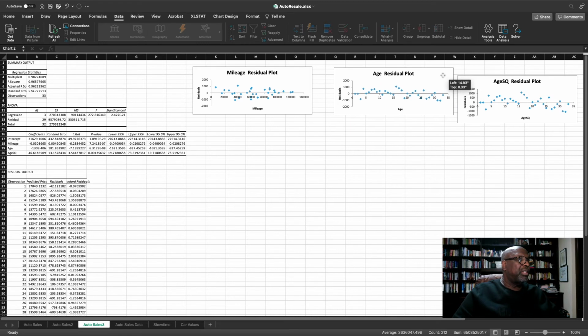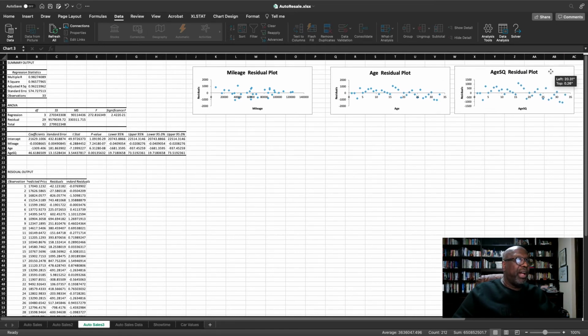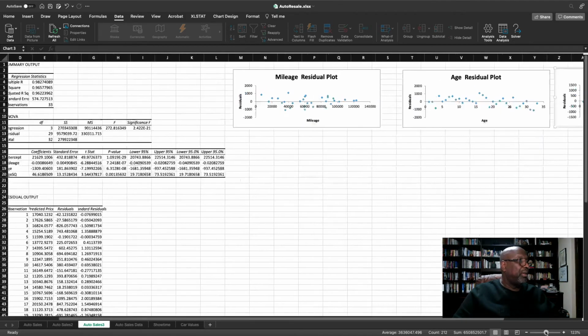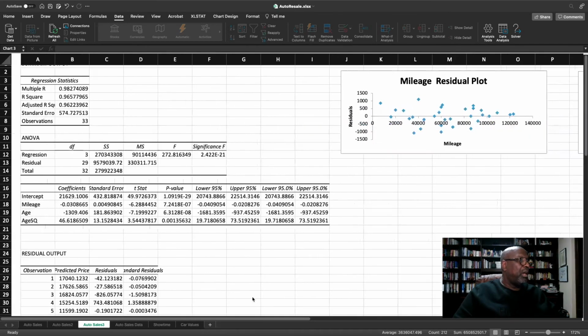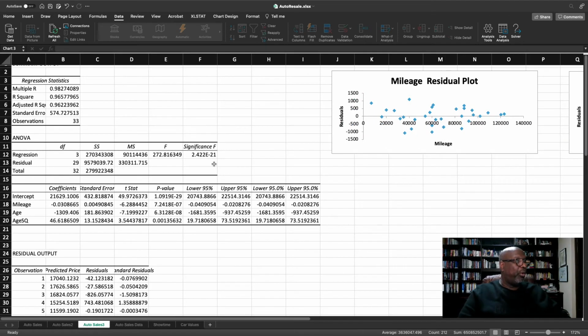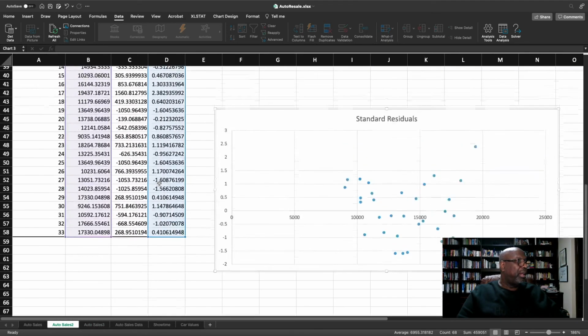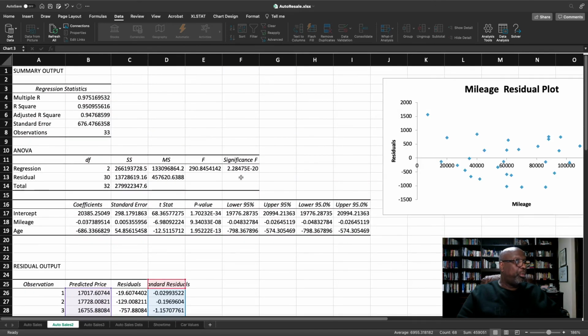So did it give us something better? Let's see. The F value for the regression is 2.4 times 10 to the 21. If I compare it to this one, here it is 2.28 times 10 to the 20. So I guess it's even more significant. It's actually helping improve the significance level.